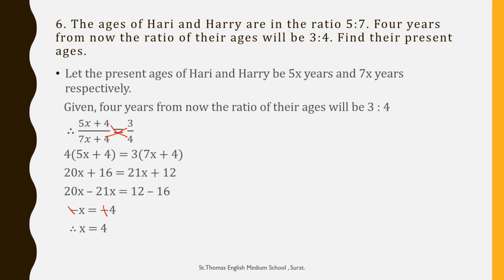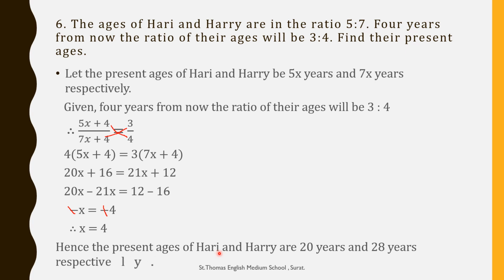Now we have to find the present age of Hari and Hari. It is 5x years. So substitute the value of x here, that is 4. So 5 4s are 20 years. And 7x, substitute the value of x here, that is 4. 7 4s are 28 years. That means Hari's age is 20 years and Hari's age is 28 years. It's clear? So we can write like this: hence, the present ages of Hari and Hari are 20 years and 28 years respectively. It's clear?